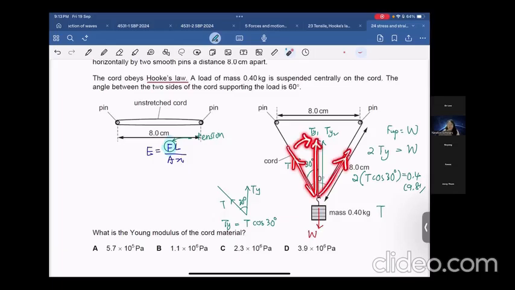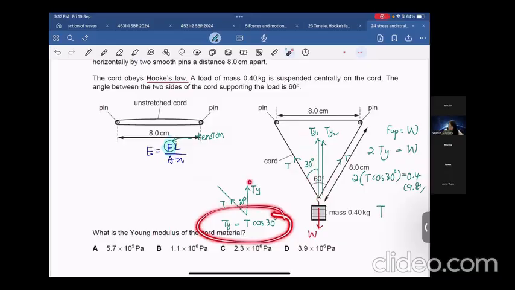Resolve it into the y-axis. How do I resolve it? Okay, this one here: tension cos 30 degrees, because this 60 degrees is for both, so I split it up. Going up is cos 30 degrees. So this part, I find and resolve the tension in the y component. So it will be T cos 30.